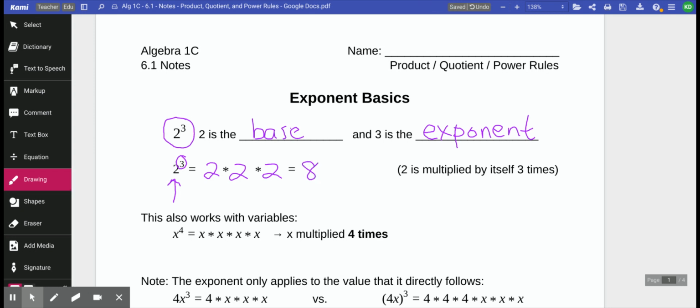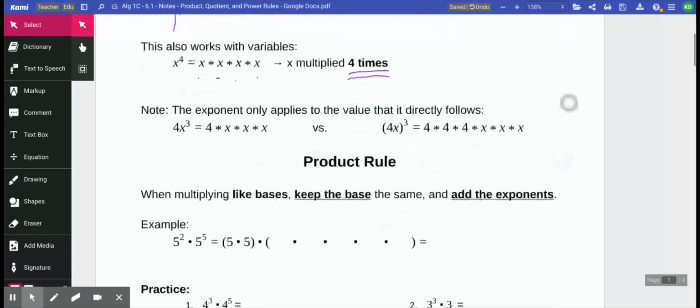Okay? This also works with variables. If we have something like x to the fourth, that really means x times x times x times x. All right, so it's x multiplied by itself 4 times. The exponent is how many times we're multiplying.